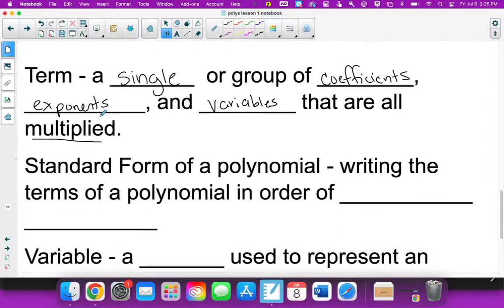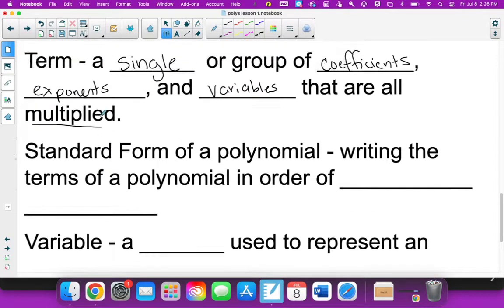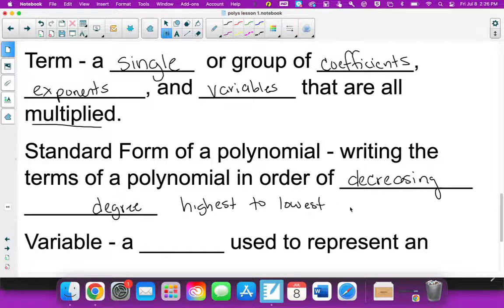Okay, last one, I think. Yep, last two. Okay, so standard form, which is something that we're going to be working on today as well. There's a rule about the order that you write these in. Okay, when you're writing a polynomial that has more than one term, okay, you have to put them in order of decreasing degree, right? So that means highest to lowest. And specifically looking at the exponents, right? From highest exponent to lowest exponent.